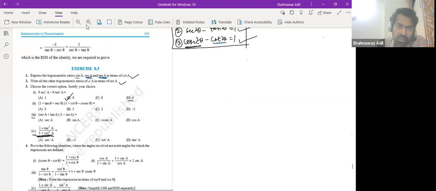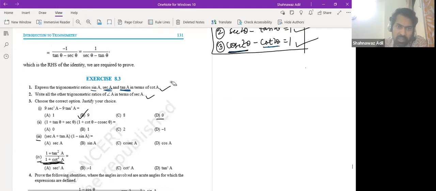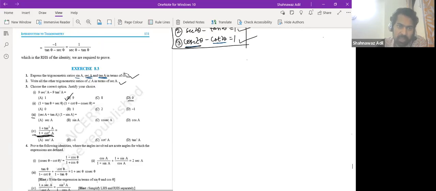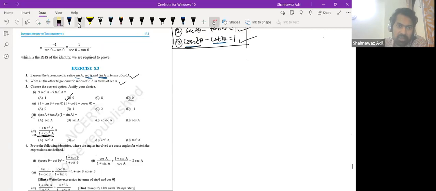Okay, so the second question is: write all other trigonometric ratios in terms of sec A. So what is the first thing that we can directly calculate from sec A? I have told you what the first thing is that we can directly calculate: the reciprocal. So sec A is the reciprocal of what?